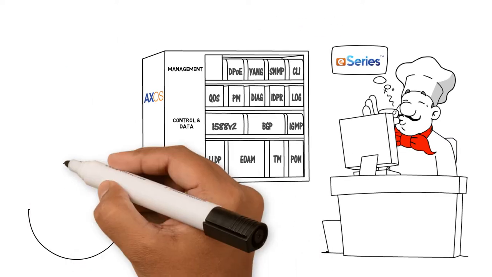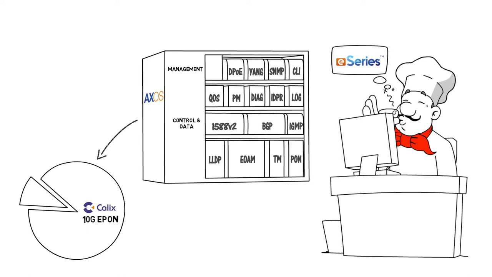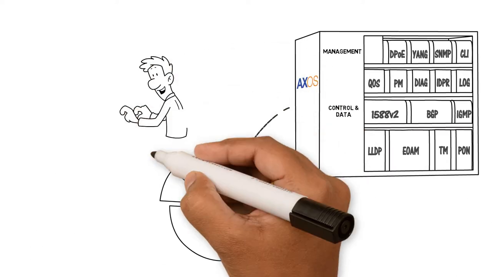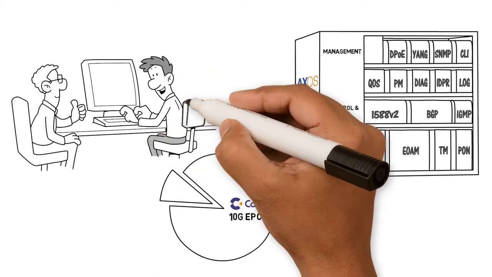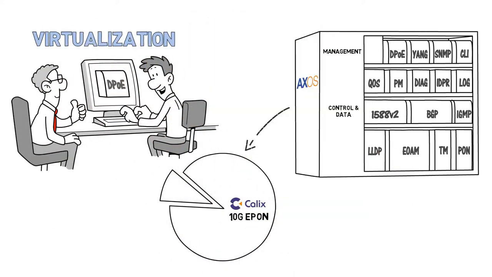In fact, 90% of our 10-gig EPON is based on existing time-tested software ingredients. More importantly, we can add, change, and refresh ingredients to improve system performance, add features, or let a neighbor borrow something in the future.